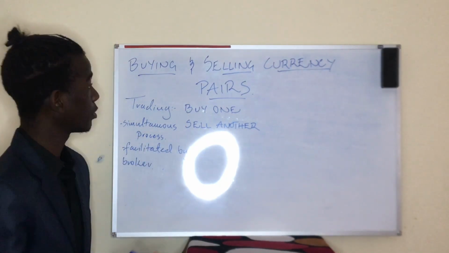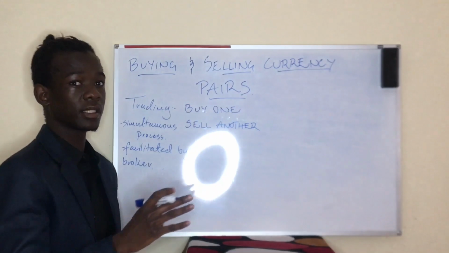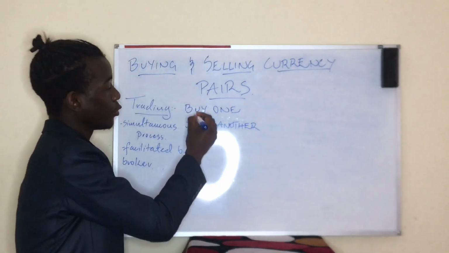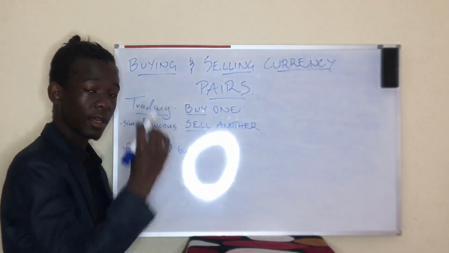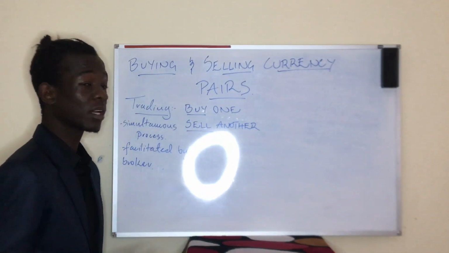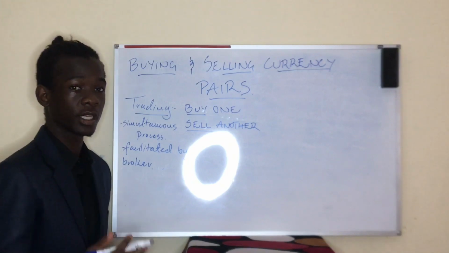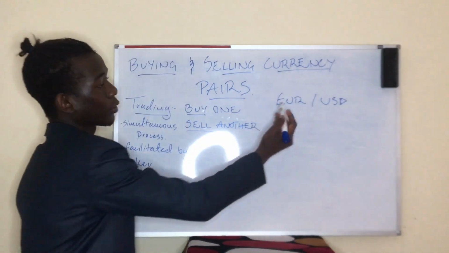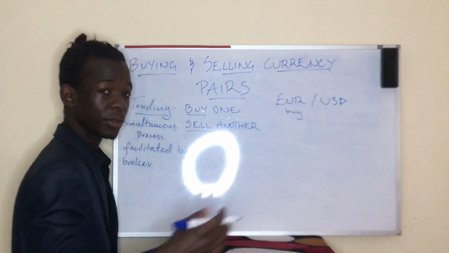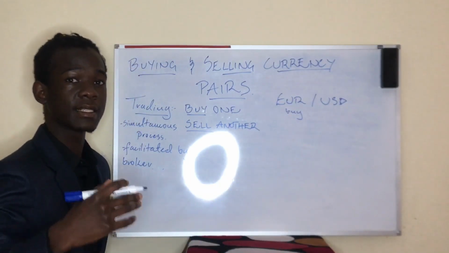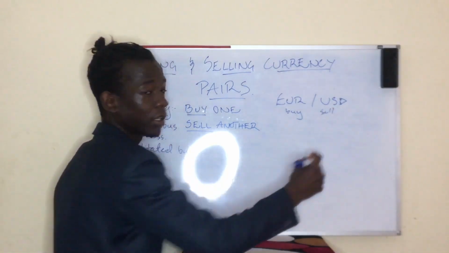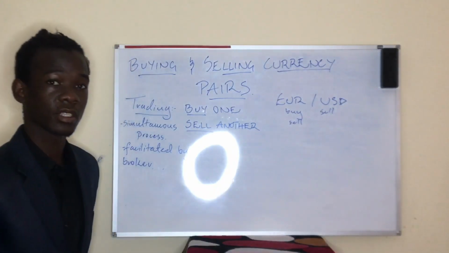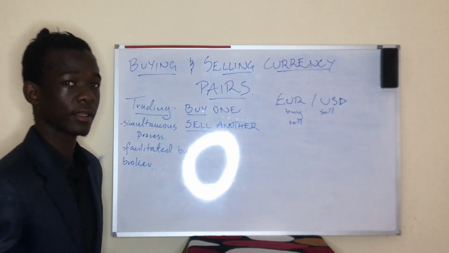Okay, so to recap, buying and selling currency pairs, we can call it trading. And when you trade, you buy one and sell another currency pair. An example of a currency pair is the euro against the dollar. In this example, if you're to buy the euro, that means you're going to simultaneously sell the dollar. And vice versa. If you sell the euro, you're simultaneously going to buy the dollar.